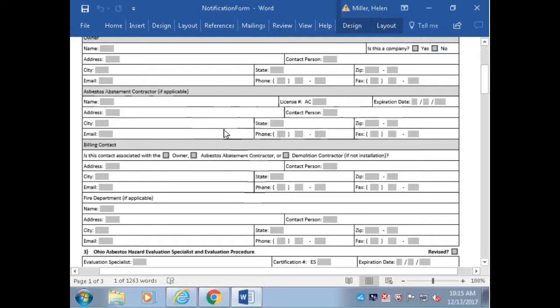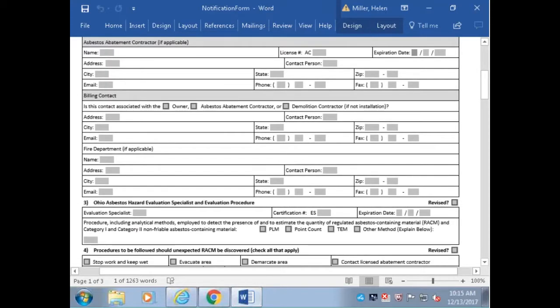Now, obviously, we're talking today about the paper form. Just a quick heads up, if you do decide to go to the online notification system, this is some of the information that will be nice down the road, because you'll be able to start to put in the name of the contractor or put in their contractor number. It'll be able to pull it up, and you can hit a button that automatically completes all these fields for you.